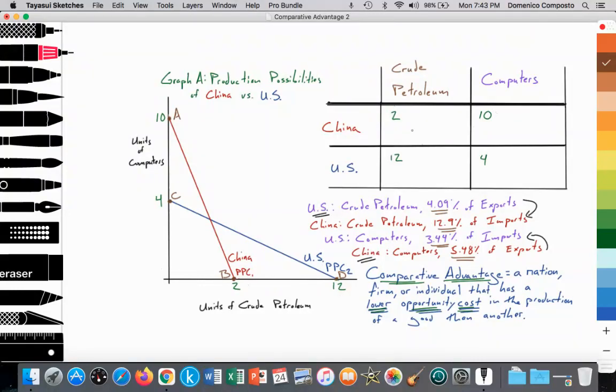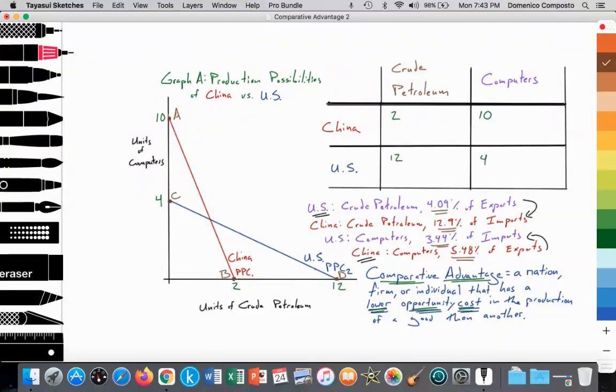And so this matrix illustrates that. For China, all of their resources applied towards crude petroleum, they can produce 2 units, or if they allocated all of their resources towards computers, 10 units. For the United States, all of their resources allocated towards petroleum, 12 units, and if all of their resources were allocated towards computers, 4 units. Now, visually looking at this, we see that the China PPC curve is flatter towards the y-axis. So visually, that would mean that they have a comparative advantage, or a lower opportunity cost, in the production of computers.